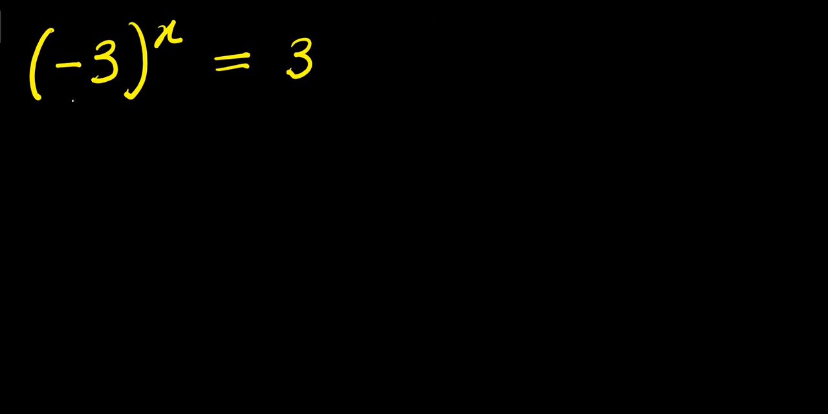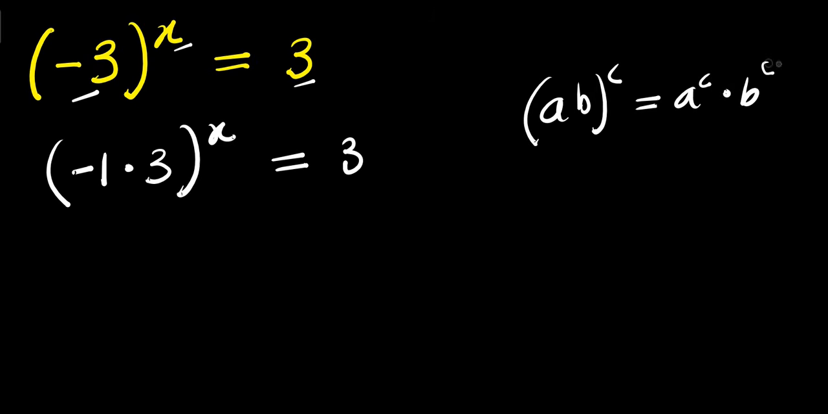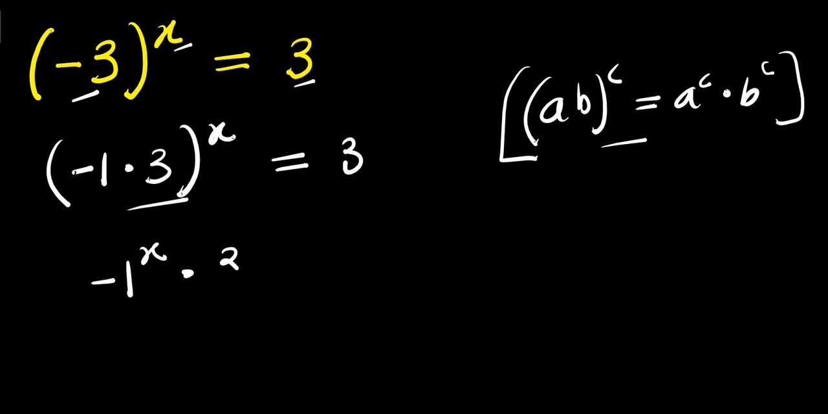Hello, how to solve (-3)^x = 3, solving for the value of x that satisfies this equation. So we have -3 here, which is just like writing -1 times 3 raised to the power of x, and this equals 3. Also, you have (a times b) raised to the power of c equals a^c times b^c. So applying that right here, we have (-1)^x times 3^x, and this equals 3.